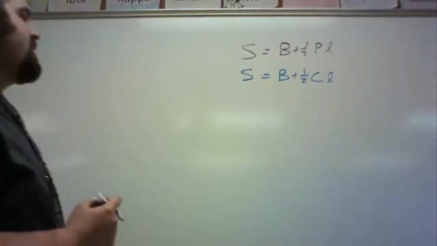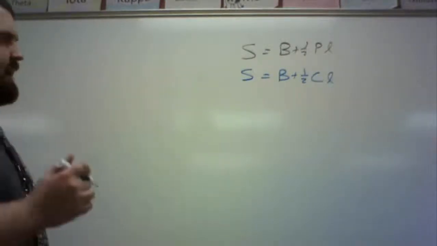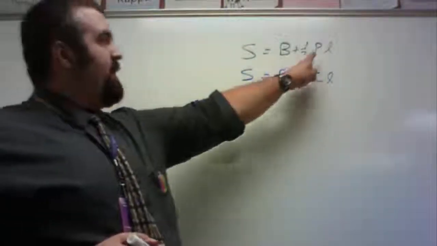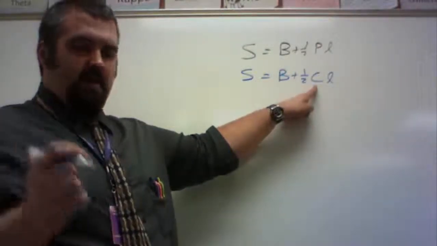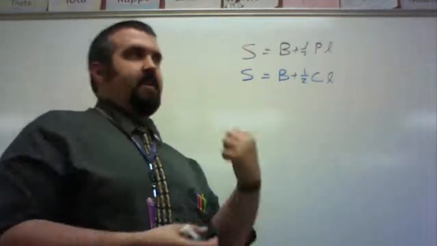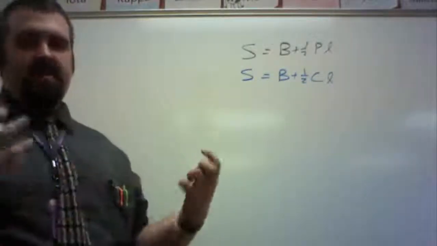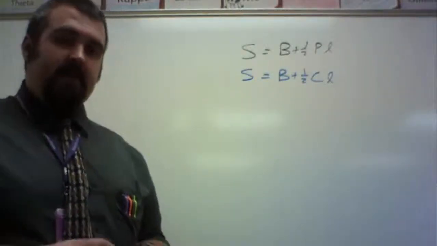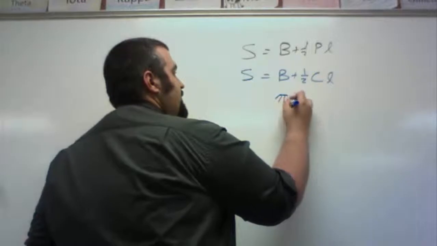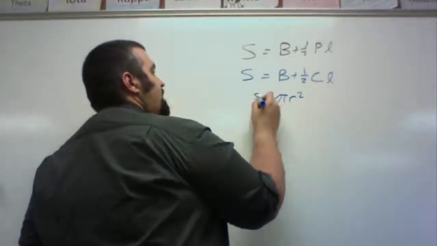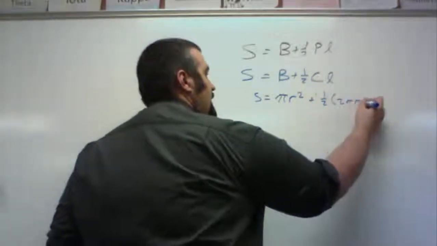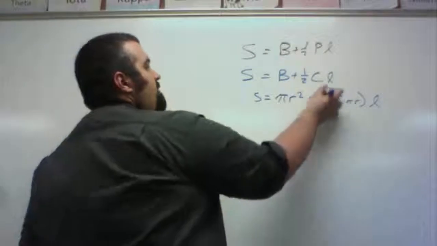And when I look at the equation, surface area equals base plus 1/2 circumference times slant height. I notice that the only difference from the pyramid to the cone is that instead of using the word perimeter, I use the word circumference, meaning the distance around the edge. So essentially, it's the same stuff we've been doing. However, because it's a circle, I know what the area of a circle is. That's pi r squared. And I know what the circumference is. That's 2 pi r. So plus 1/2 times 2 pi r L. Wait, 1/2 and 2 cancel out.